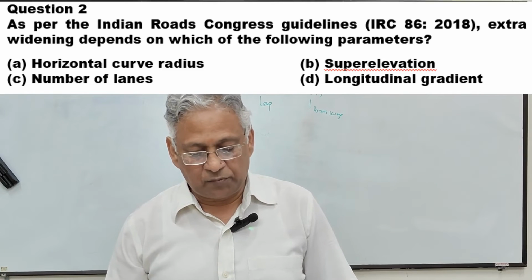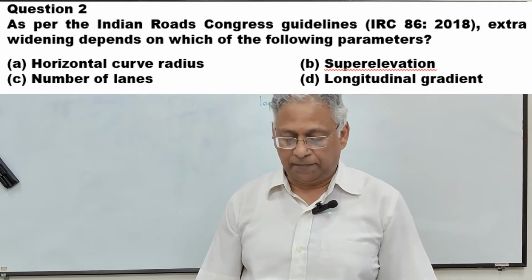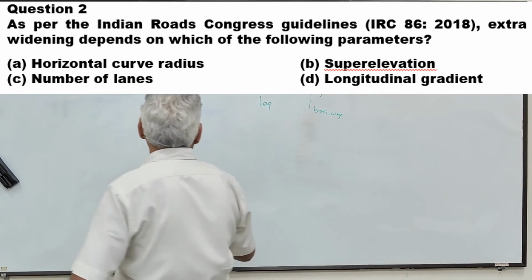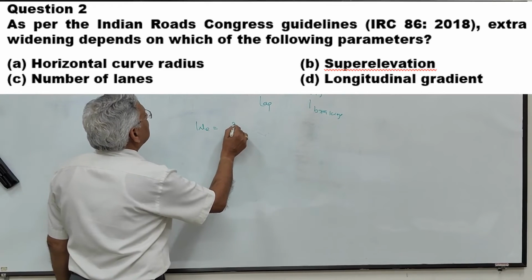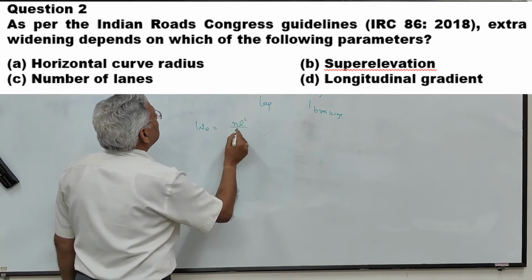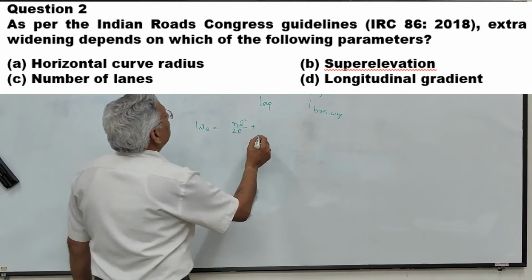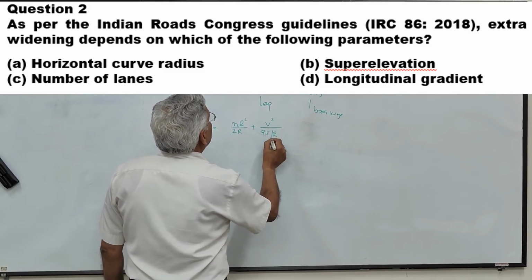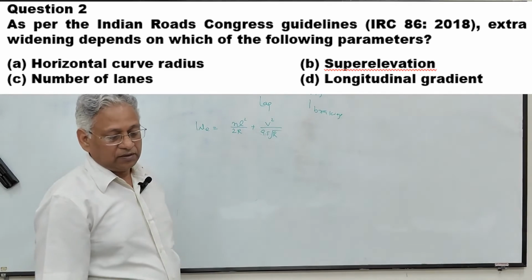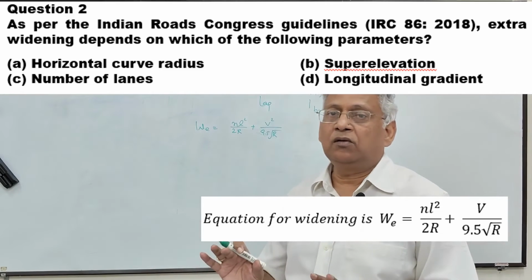Horizontal curve radius, super elevation, number of lanes, or longitudinal gradient. Now this is also a simple question. The extra widening as given in the IRC code is given by this equation: nL² / 2R + V / (9.5√R). That is the equation to calculate extra widening on a horizontal curve.